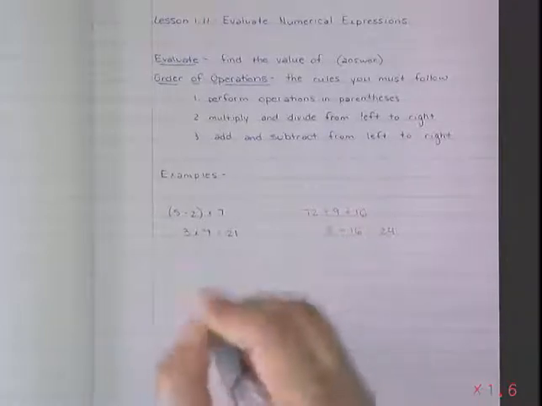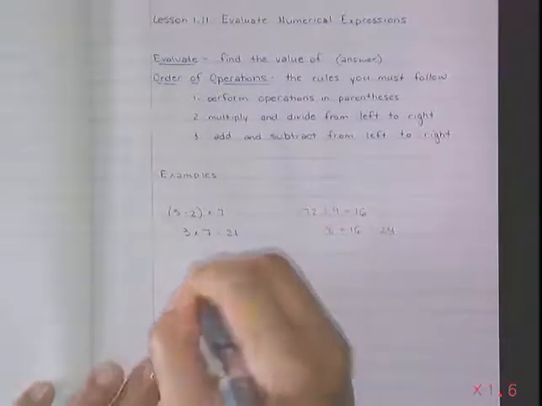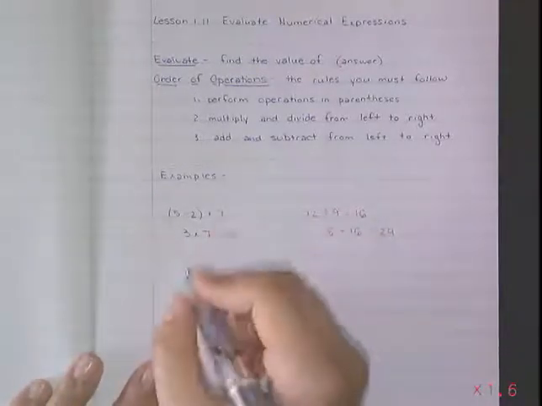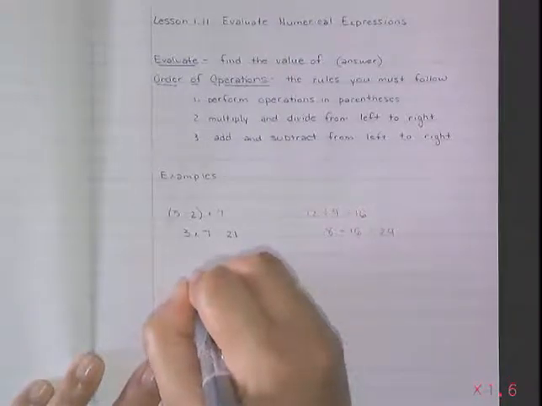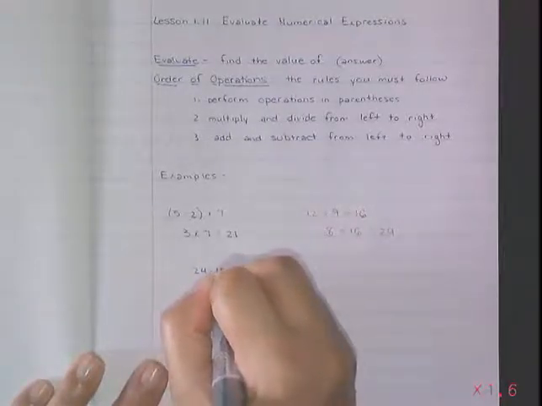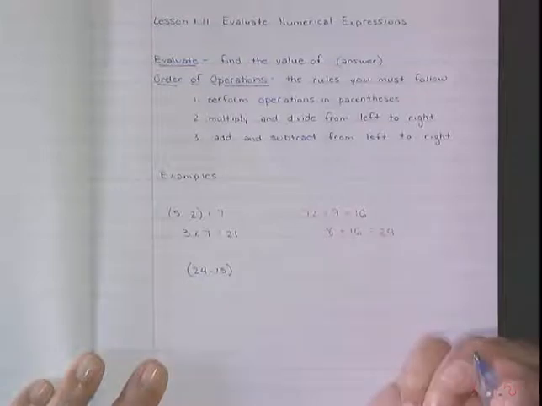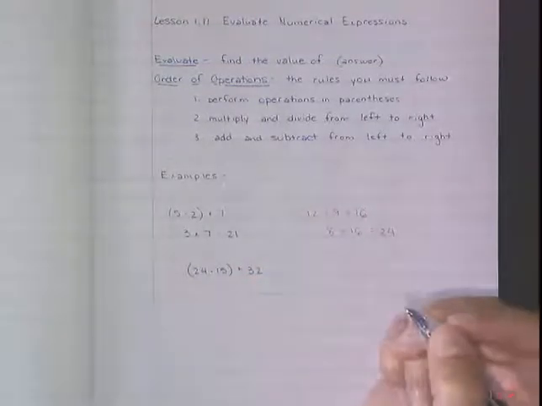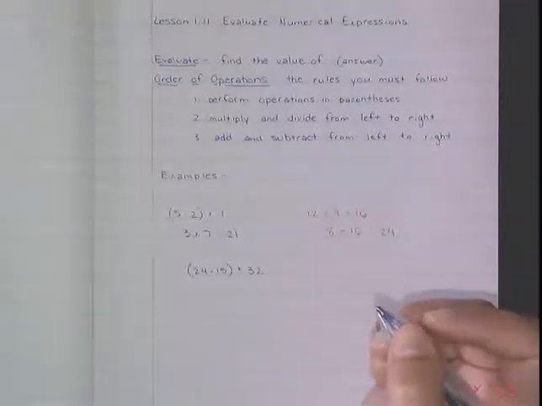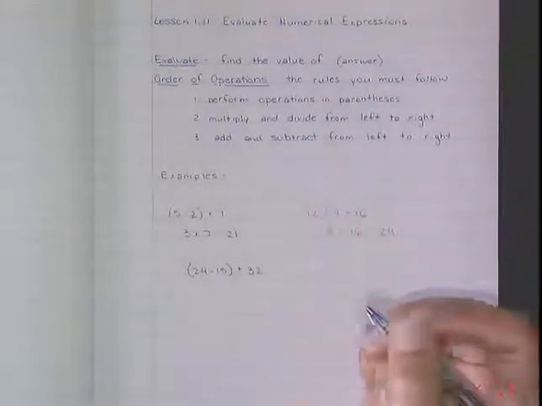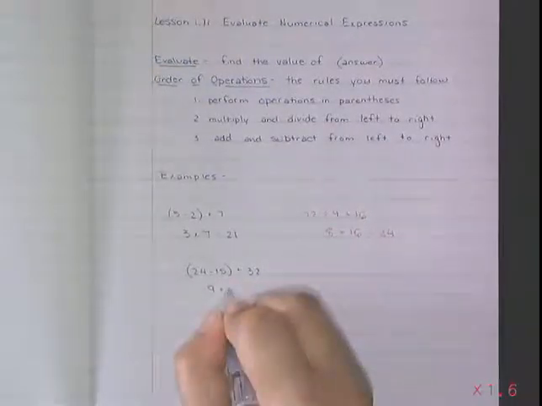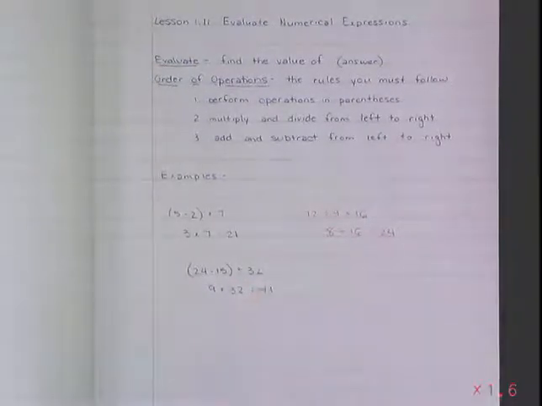All right, let's take a look at one more. We have 24 minus 15, and that is in parentheses, plus 32. So again, our order of operations, the parentheses first, and then we add, which gives 41.